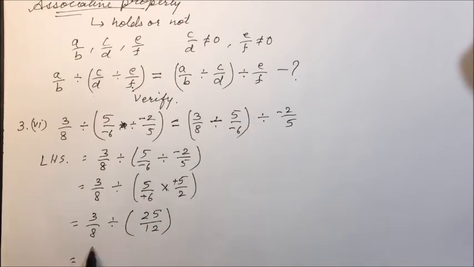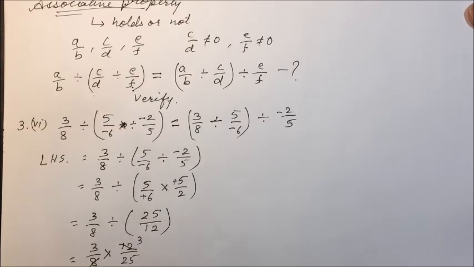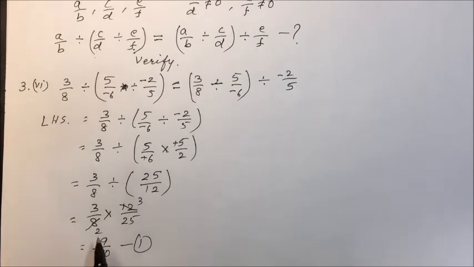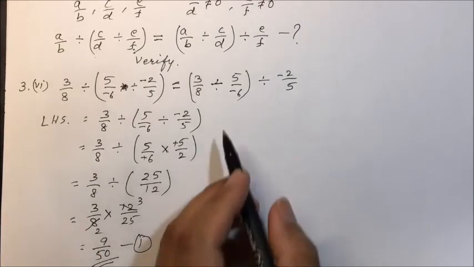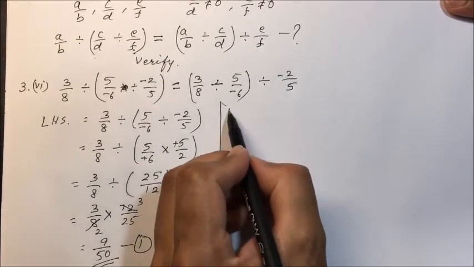Now next step, 3 by 8 divided by 25 upon 12. We change division to multiplication and take the reciprocal, 12 upon 25. So here we can cancel, 4 2s are 8, 4 3s are 12. So the result is 3 into 3, 9 upon 50. This is our LHS result. So 9 upon 50, this is our LHS result. Now I'll be taking RHS.